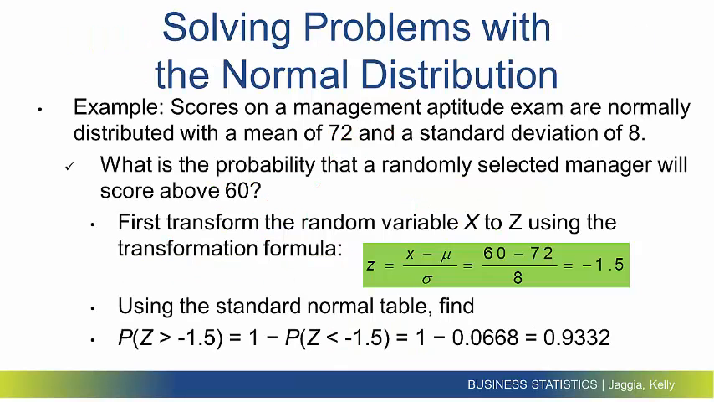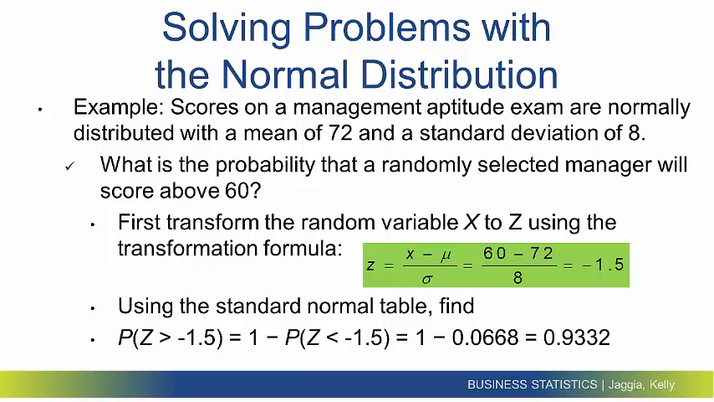Lastly, here's an example for you to work through. Assume scores on a management test are normally distributed with a mean of 72 and a standard deviation of 8. What is the probability that a student will score above 60%? So first we transform the X value to a Z value as shown in the formula. This yields a Z value of negative 1.5. It will be negative because the X value of 60 is less than the mean of 72, so it falls to the left of the mean if we think about the standard normal distribution.